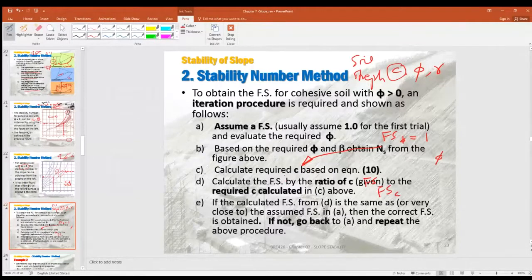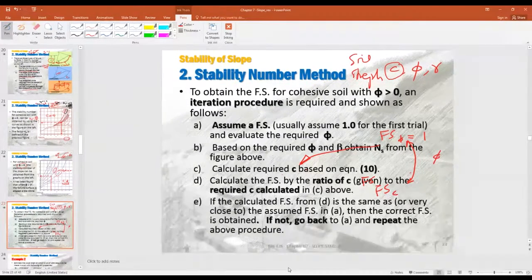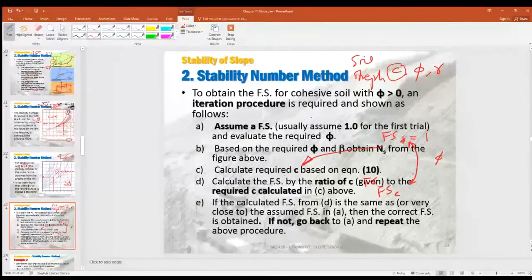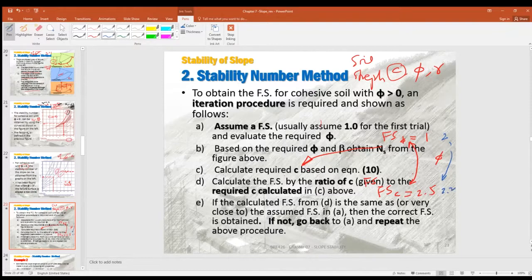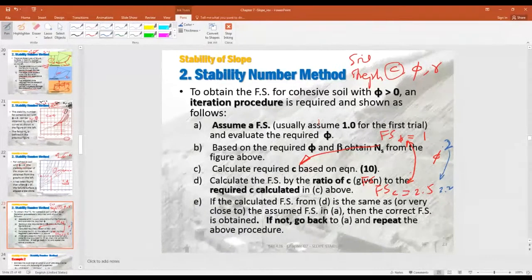So check this FC with the safety factor. If they are not the same, then you repeat the whole procedure. Suppose you got the FC equal to 2.5, then the next trial you will use 2, and see what the value is. So it could be 2.2, and then you try 2.1, until you get the same safety factor for the cohesion and the friction angle.